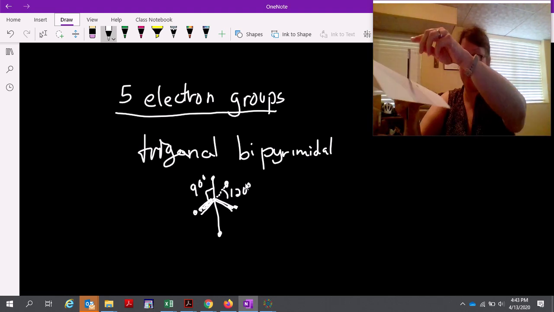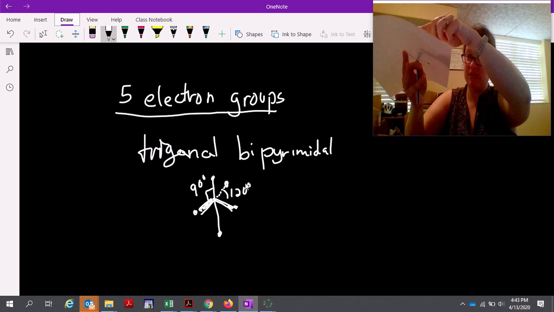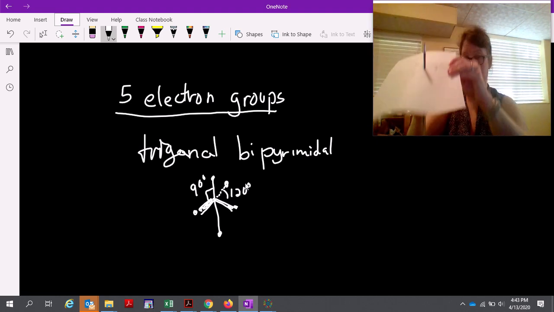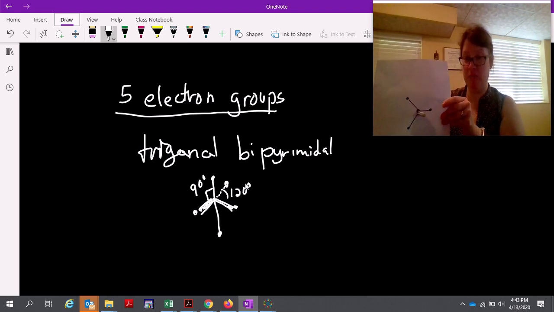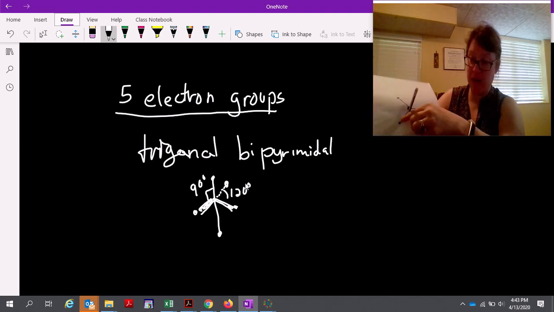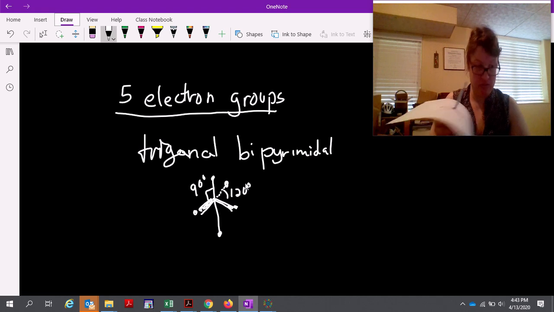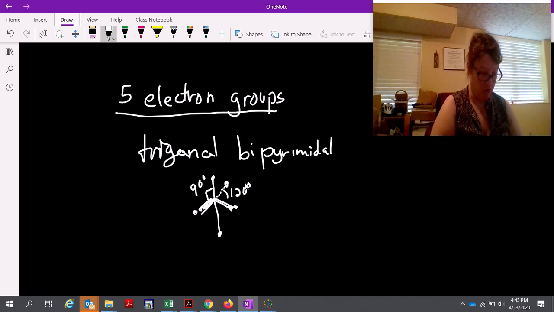And these are my 5 groups. I have 1 at the top, 1 at the bottom here. And then I have my 3 groups around the middle that make the trigonal planar part of this. And so going around the middle, I have that 120 angle. Take my Sharpie and mark that angle on there.